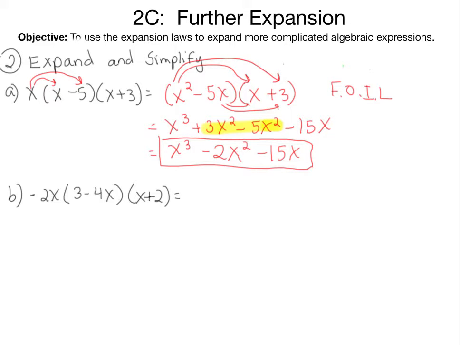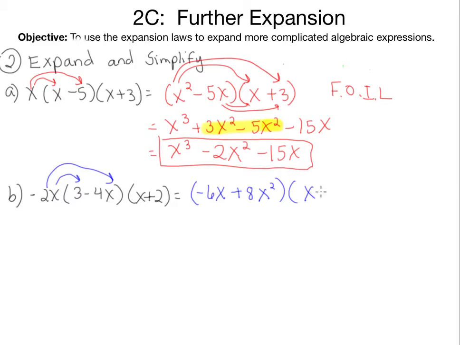For example B, we're going to use the distributive property and we're going to distribute this negative 2x to the binomial 3 minus x squared. So a negative 2x times 3 is going to give me a negative 6x, and a negative 2x times a negative 4x, well, that's plus 8x squared.